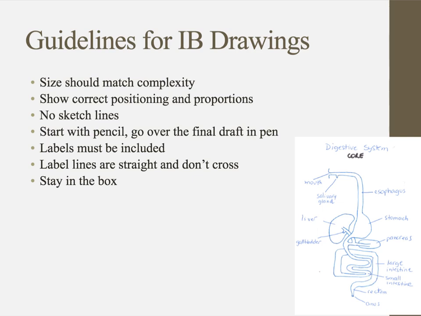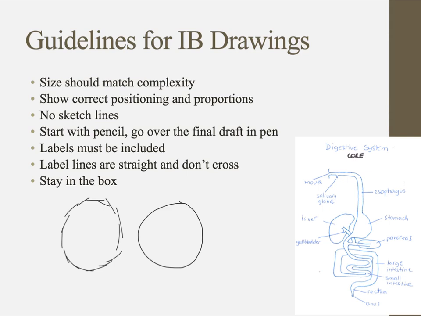We also don't want to use any sketch lines. Okay, if I'm drawing an outline of a cell, I want to make that a continuous line. What I don't want to do is sketch like this. We don't want that. It's always a good idea to start with pencil and then go over the final draft in pen. Sometimes you realize that you don't want a solid line. So I'm looking at this situation here, especially when we have overlapping things, it's easier just to start in pencil.